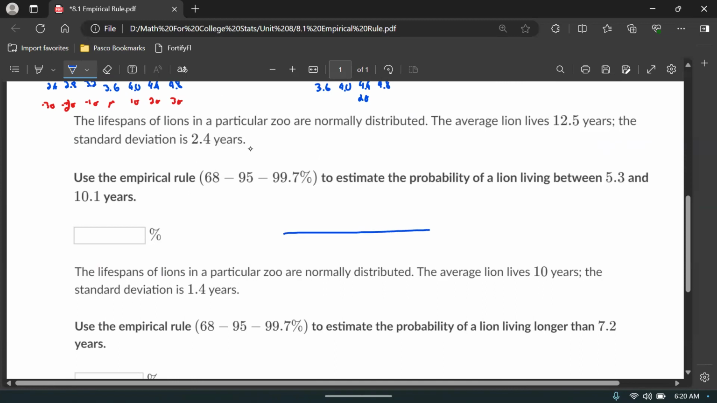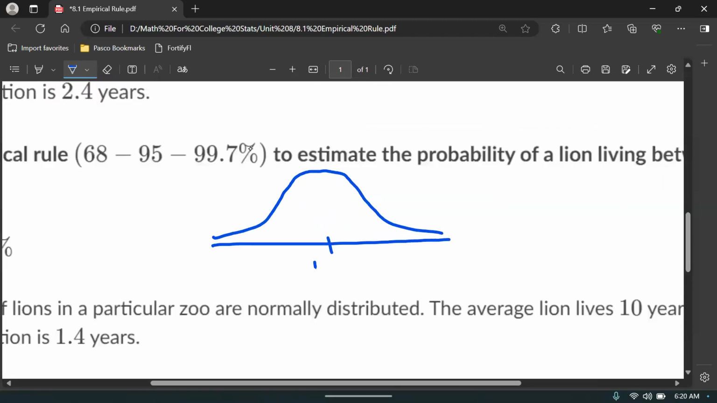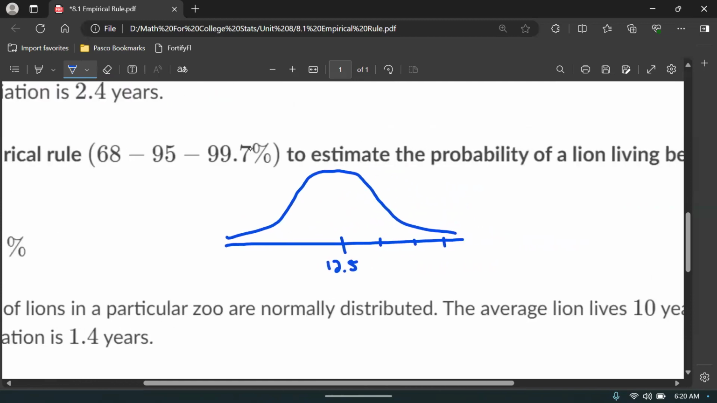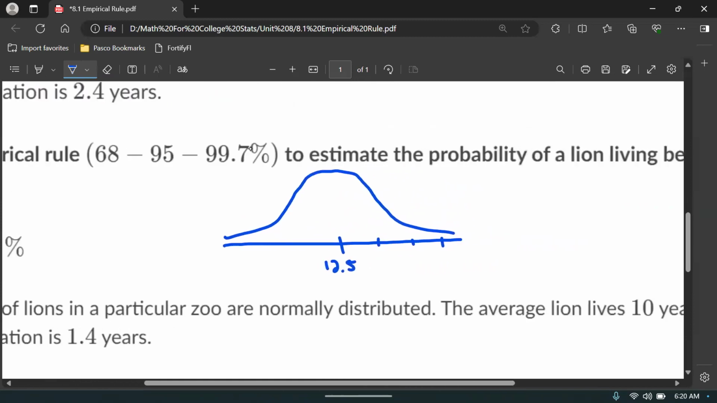We probably don't really need to draw the curve part, but I guess it doesn't hurt, because we really just need a number line, right? The average is 12.5, so we have 12.5 in the middle. And then each standard deviation is, how much did it say? 2.4. So we have to add 2.4. I don't want to mess this up, so I'm just going to grab my calculator.